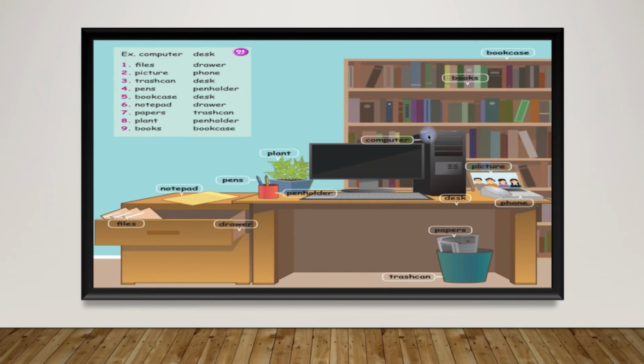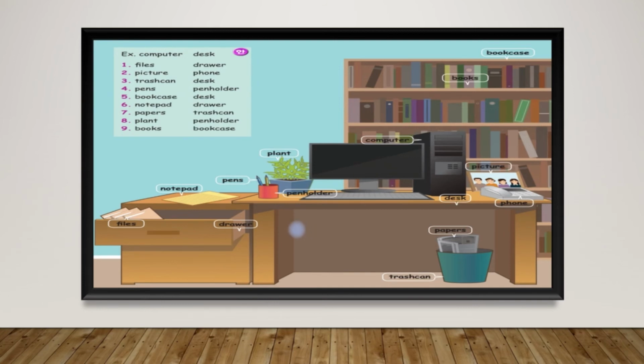Where is the notepad? Yonghee's favorite. Yes. The notepad is on the drawer. Professor Neil, you are too good. So we switch roles. Okay, I ask the questions. Where are the papers? The papers are in the trash can. In the trash can, yes.